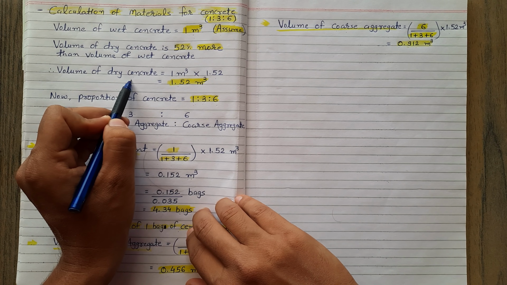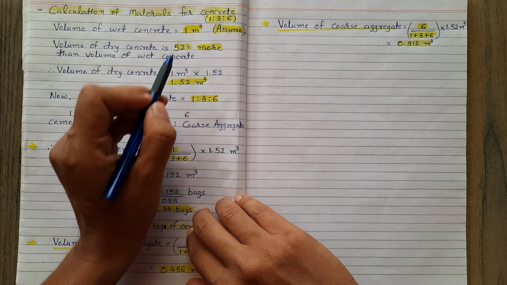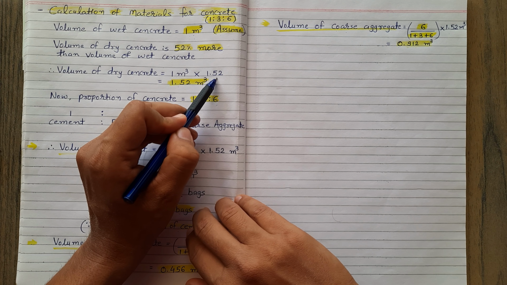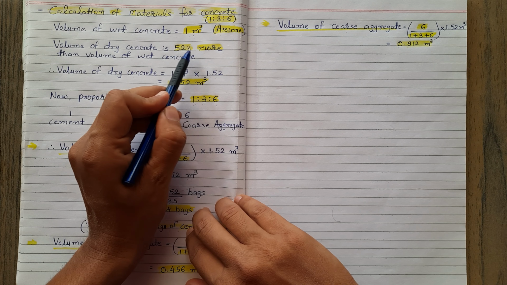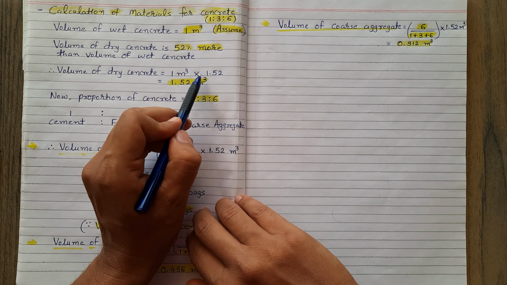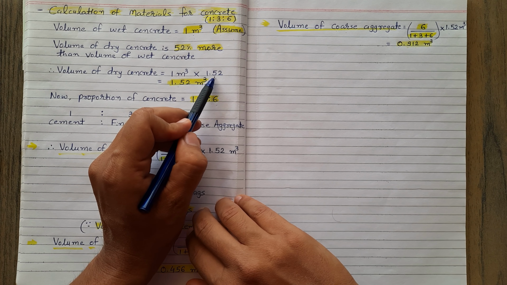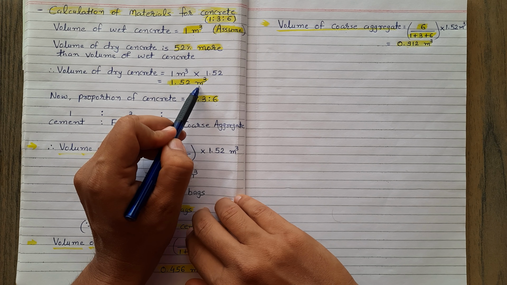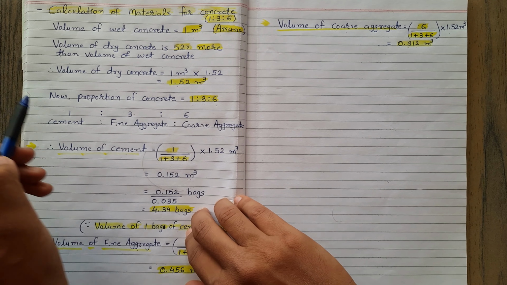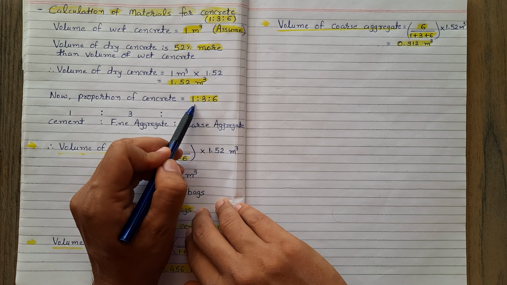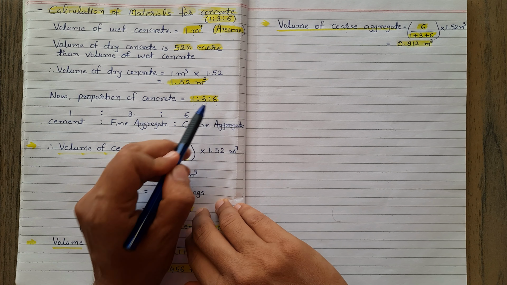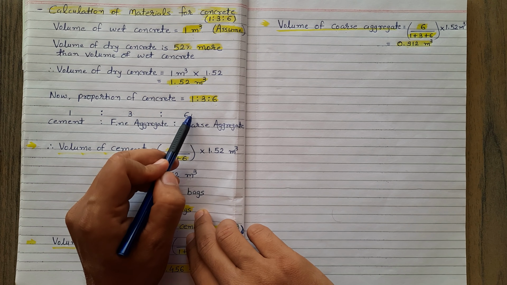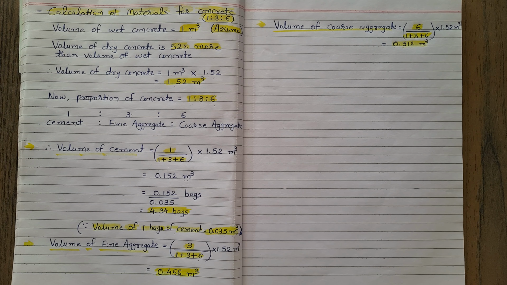So the volume of dry concrete is equal to 1 meter cube into 1.52 because it is 52% more. So we will multiply by 1.52 and we will get 1.52 meter cube. Now the proportion given is 1:3:6. 1 part of cement, 3 parts of fine aggregate, 6 parts of coarse aggregate.